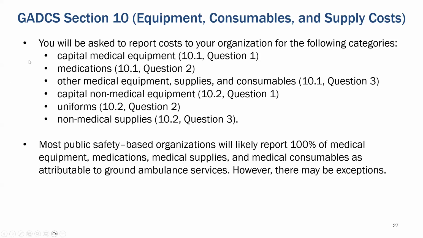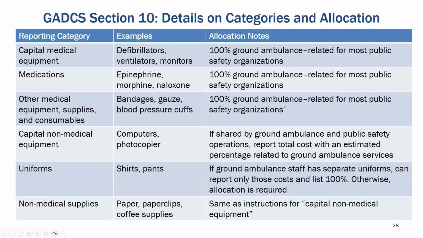So for those questions, as in many other places in the GADCS, you'll have an opportunity to report a share, a percentage of these costs attributable to ground ambulance operations. As I mentioned before, much of the medical equipment, medications, medical supplies, medical consumables are likely going to be 100% related to your ground ambulance services. Here's slide 28, that goes through some common categories along with examples and the common allocation approach here.